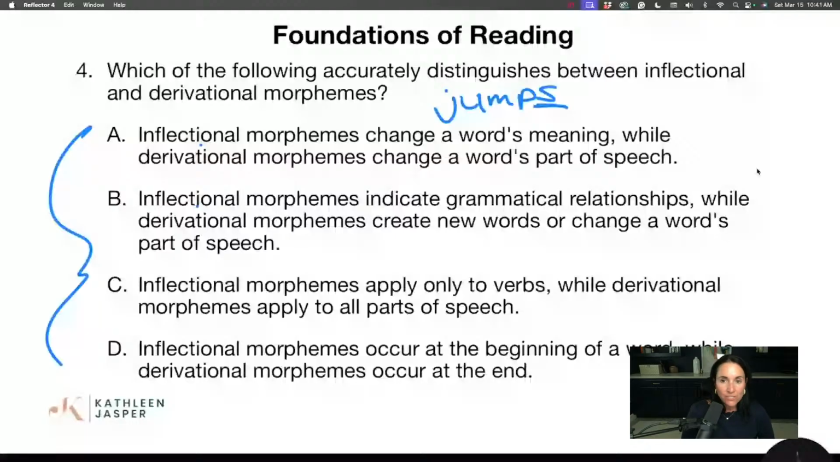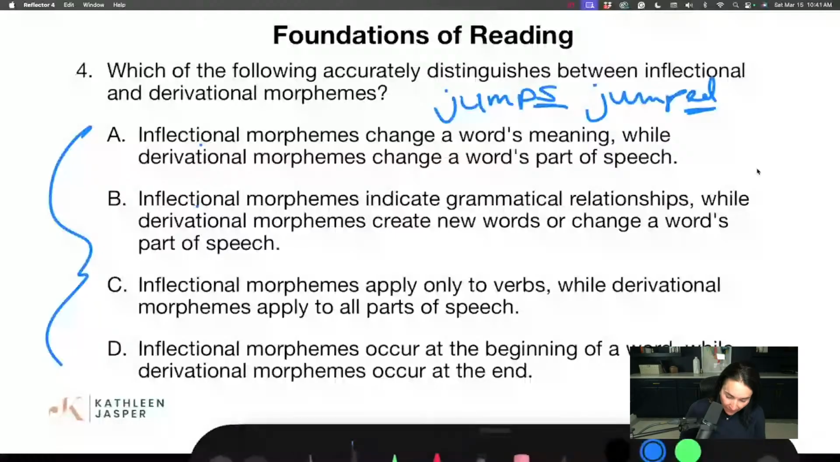So in jumps, it's still a verb, like jump up. I don't even know what the exact definition of jump is. I guess to rise in the air or push off your feet and rise in the air. This just makes it plural. It doesn't change the part of speech. It doesn't change the definition. Same if I did jumped. ED just makes it past tense. It doesn't change the fact that it's a verb. It doesn't change the meaning. So that's an inflectional morpheme.